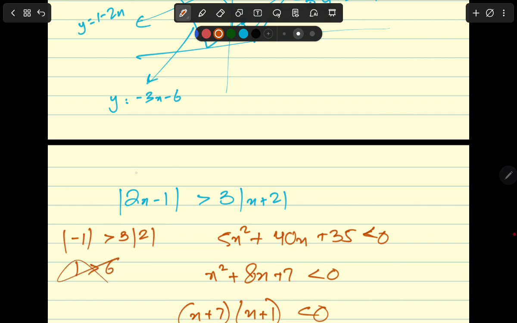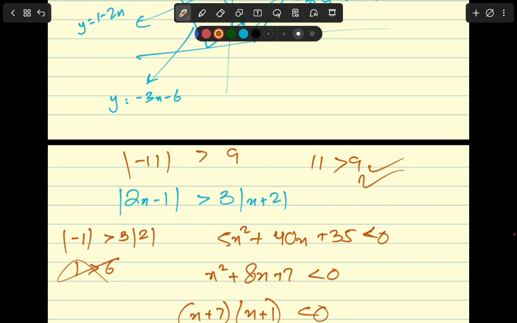Now let's take -10. -10 is going to give me modulus of -21 greater than 3 times modulus of -8, which is 24. So 21 is greater than 24, not valid. Now let's take a value between -7 and -1, let's say -5. -5 gives me modulus of -11 greater than 3 times modulus of -5 plus 2. -5 plus 2 is -3, modulus is 3, and 3 times 3 is 9. So the left-hand side is 11, and 11 is definitely greater than 9. So this is now verified. Always do that in modulus questions.